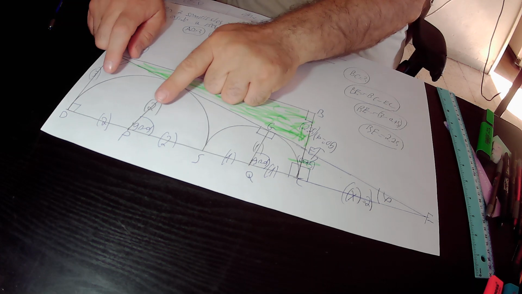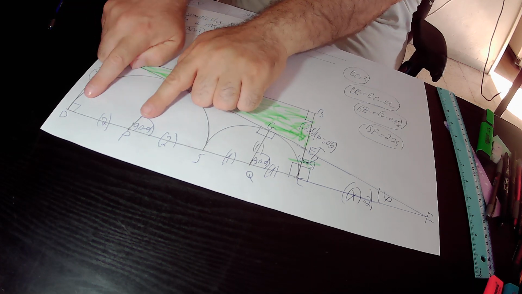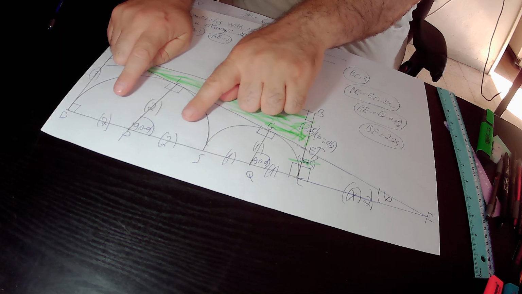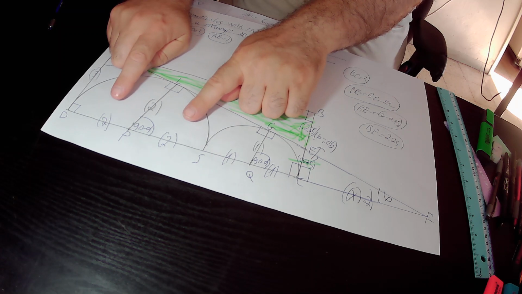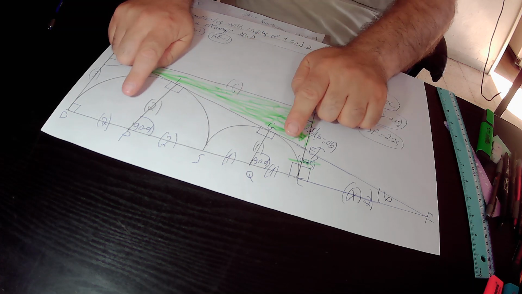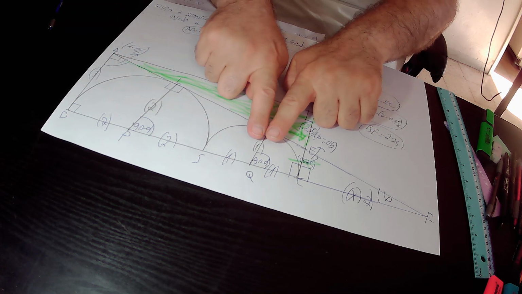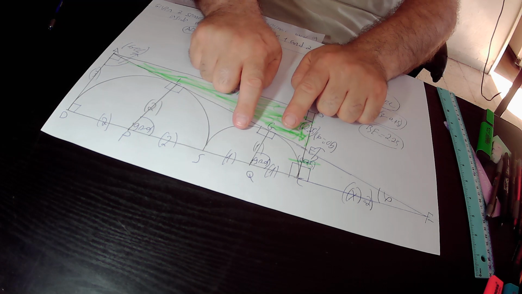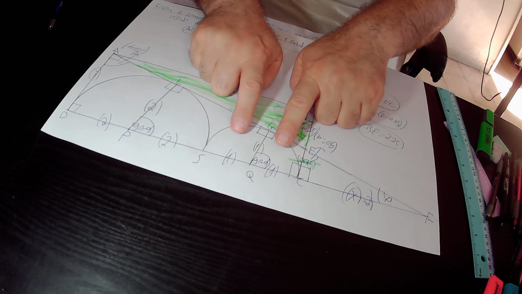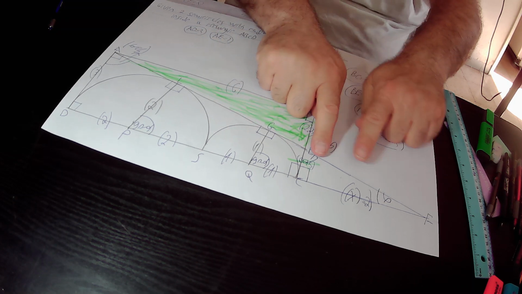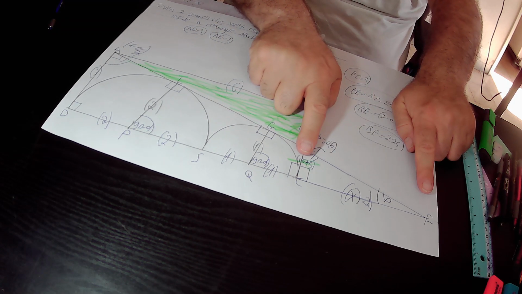Here we have PD equals to PS, the radii of this big semicircle, which is equal to 2, so each of these line segments is equal to 2. Likewise, we have QS equals to QC equals to 1, the radii of this small semicircle that is equal to 1. Here CF, we define the length of this line segment CF as x.